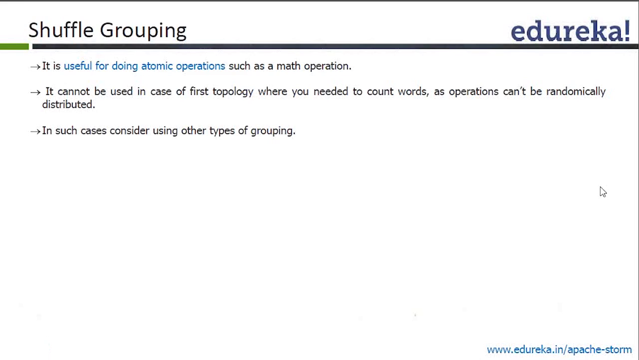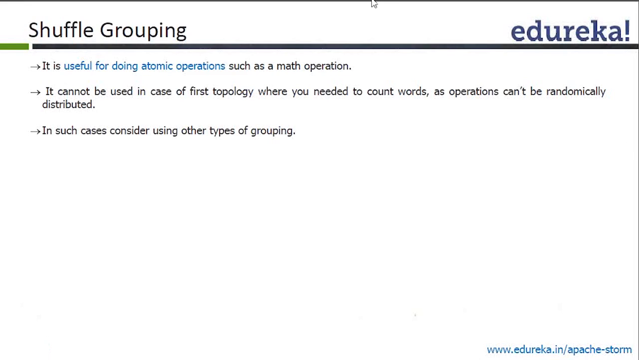So then what exactly is required? Our requirement will tell us about the next grouping. I'll take the very same example of Sundar. This word came 10 times. I need all of these 10 words, Sundar, to go to a single instance, right? That is my requirement. Shuffle grouping definitely is not the answer.